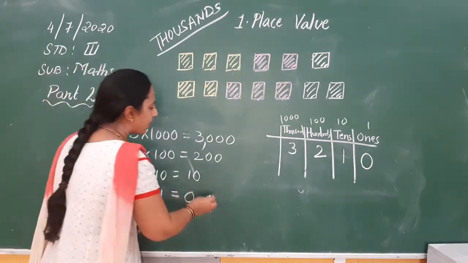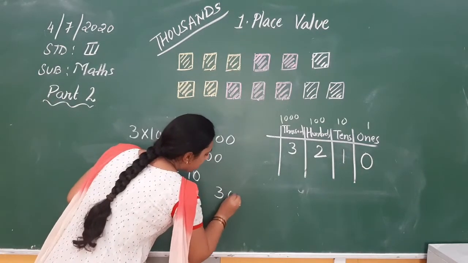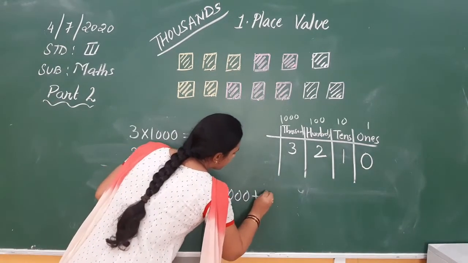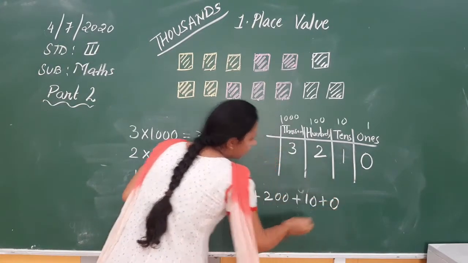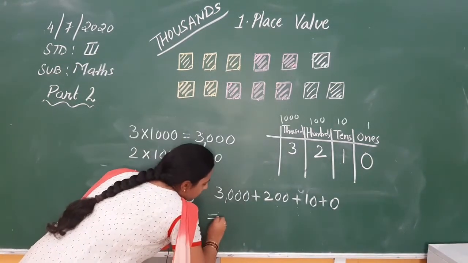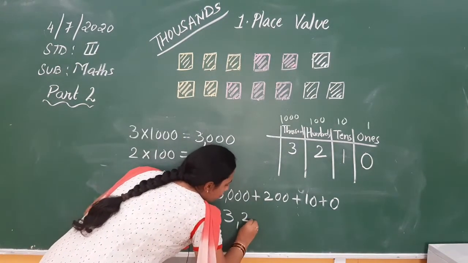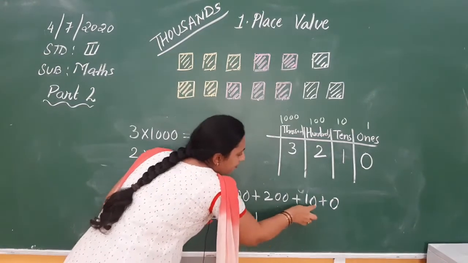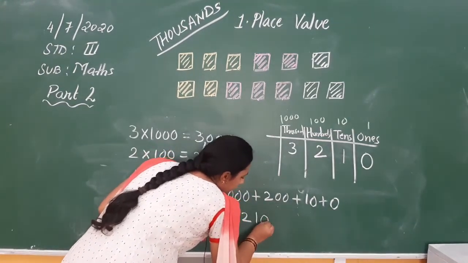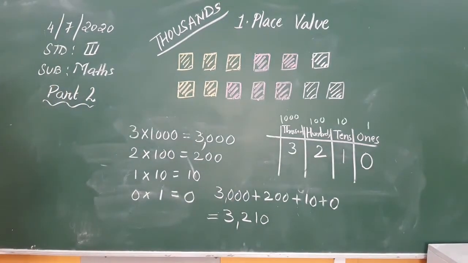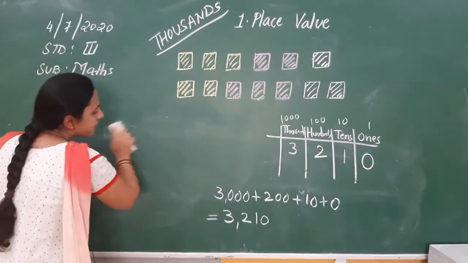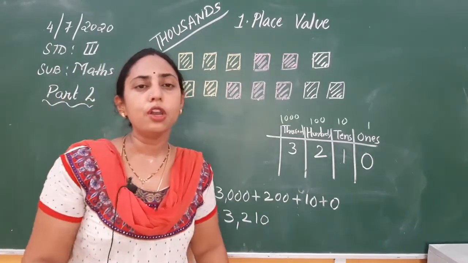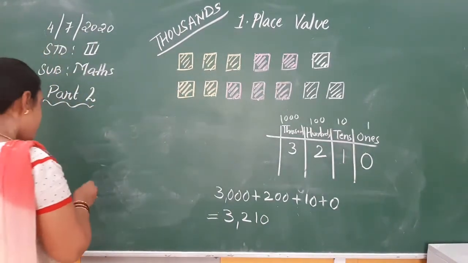Okay, now how can we write this? We can write this as 3000 plus 200 plus 10 plus 0. So this is equal to 3200, and 10 plus 0 is 10, so 3210. This is called the standard form or numeral. Now how can we express this in words?